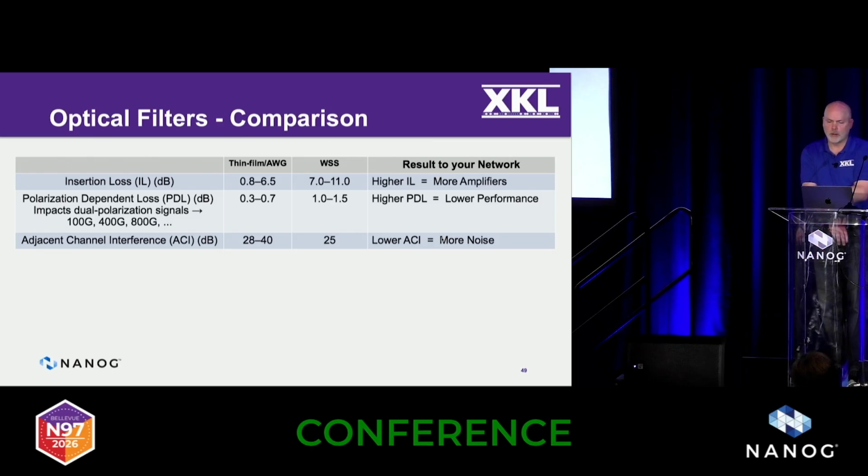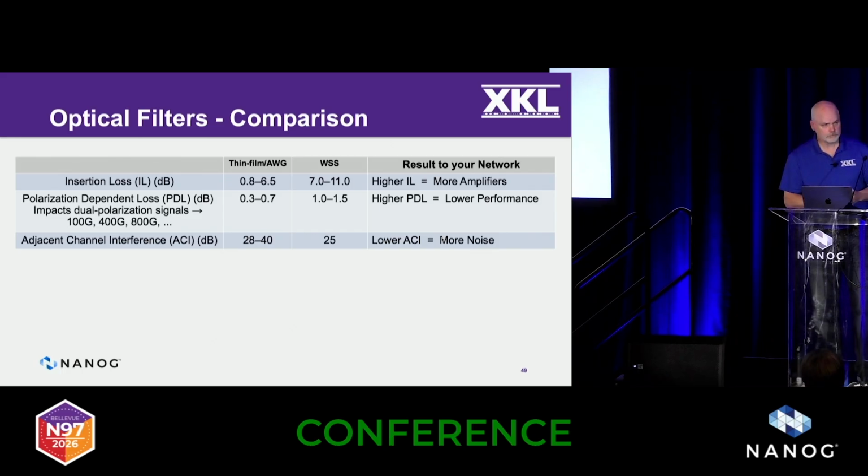So a quick comparison then for these 3 technologies: thin film and AWG, I kind of lump them together because they're passive and they have more similar properties than the WSS. So insertion loss wise, the WSS has a much higher insertion loss. The thin film is by far the lowest insertion loss, and the AWG is right about in the middle. What is the result of that? More amps. And then we'll talk about what that means. Why is that a problem?